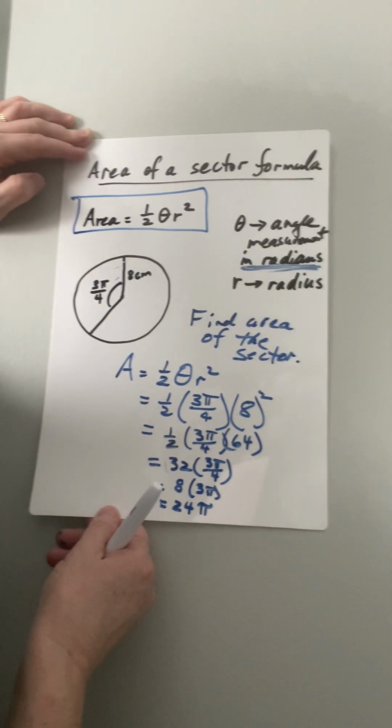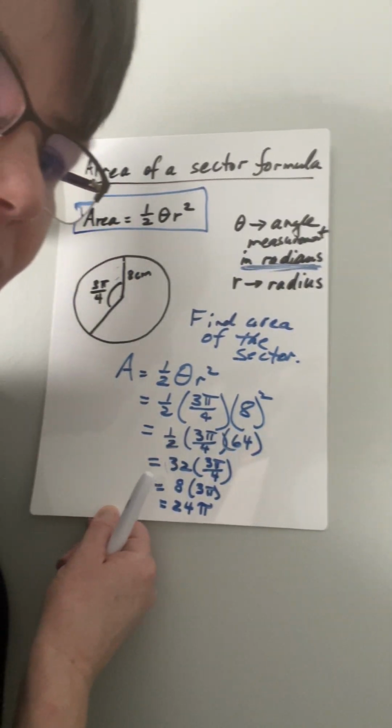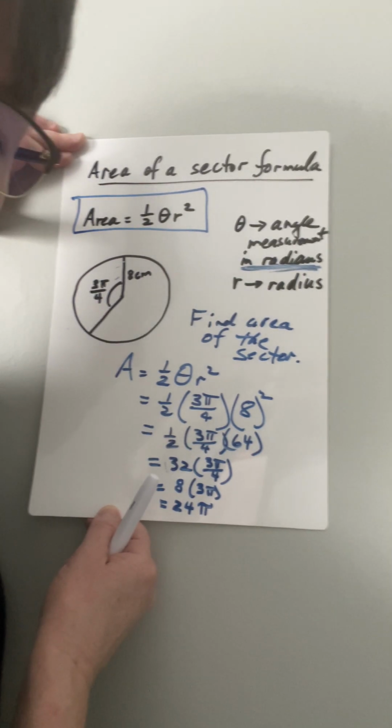So there we have sectors, arc lengths, and 2 new formulas to be able to use.